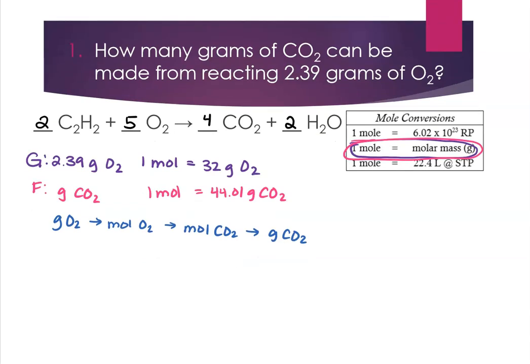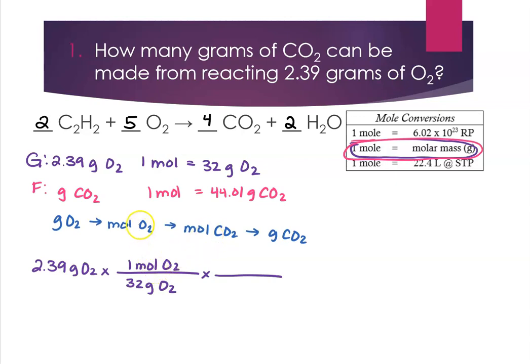All right, so now I have everything that I need, so I'm going to set up my problem. 2.39 grams of O2 times, since I'm starting with grams of O2 will go in the denominator to cancel. So I have 32 grams of O2 is equal to 1 mole of O2. All right, so now that I'm in moles of O2, I can go to moles of CO2 using my mole ratio.